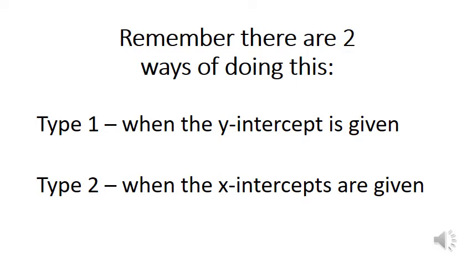The first type is if they give you the y-intercept plus one other point, and the second type is when they give you the two x-intercepts plus another point. So depending on what information you are given, you will decide which type you are going to use to find the equation of the parabola.